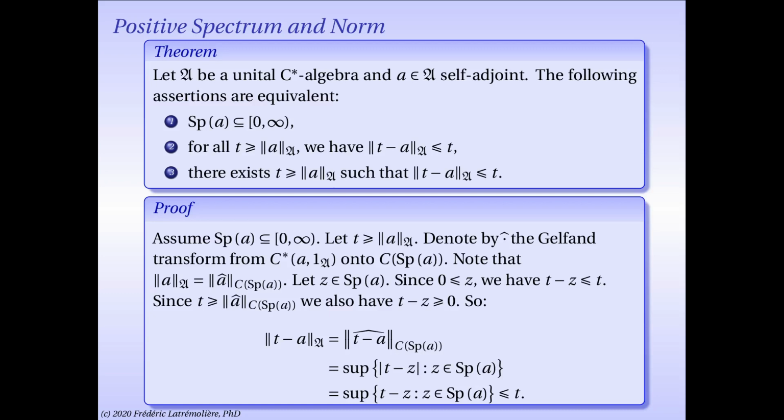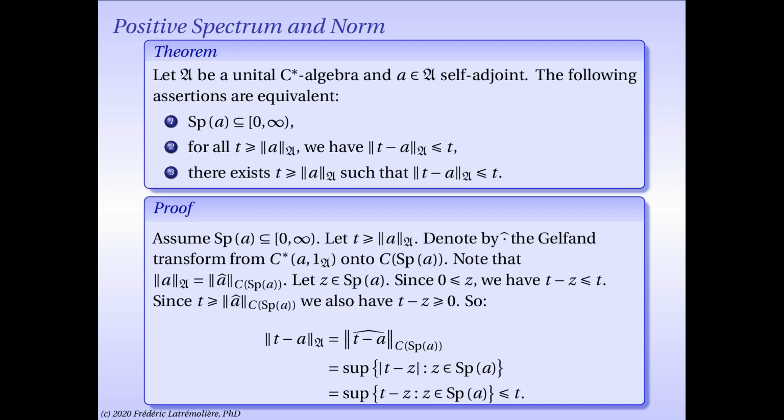So we have A, a self-adjoint element, such that the spectrum of A is a subset of the positive half-line. And now we pick t greater or equal than the norm of A. I'm going to work with the Gelfand transform again, which is a star isomorphism from the C-star algebra generated by A and the unit onto the C-star algebra of the continuous functions on the spectrum of A, since A is self-adjoint. As a star isomorphism, the Gelfand transform is an isometry, so the norm of A equals the norm of the Gelfand transform of A. Okay, so let's see what we can deduce from this.